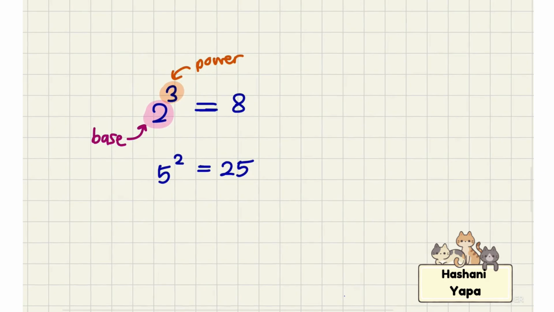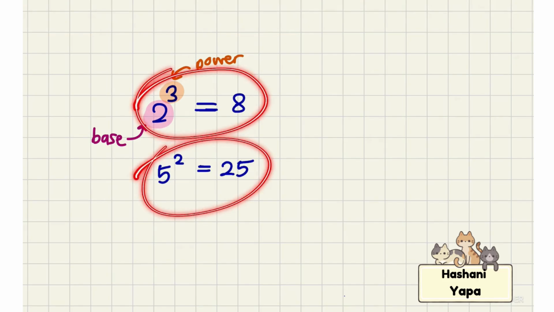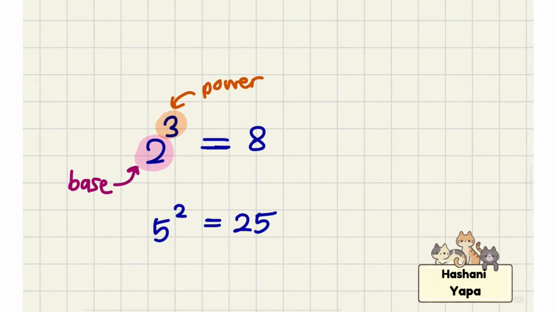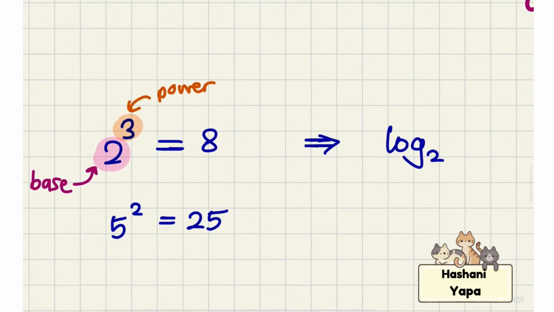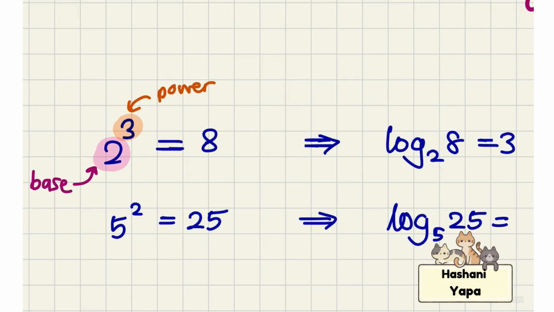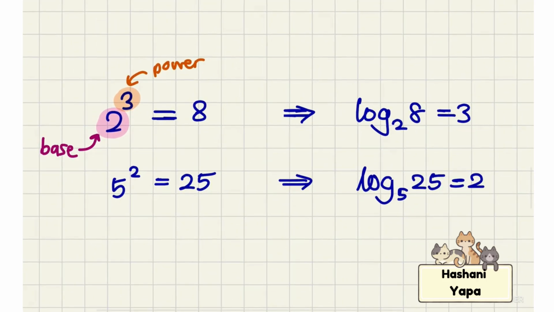You can write this in a different form, and that is called the log form. The same expression, you can write it in log form. So this first one, let's change it into log form. We can write it as log 2, 8 equals 3. We can write this as log 5, 25 equals 2.